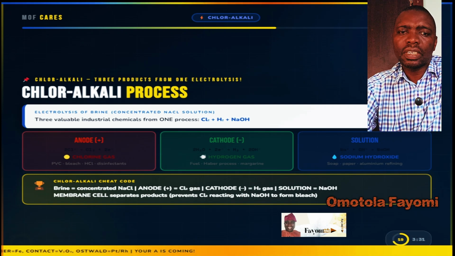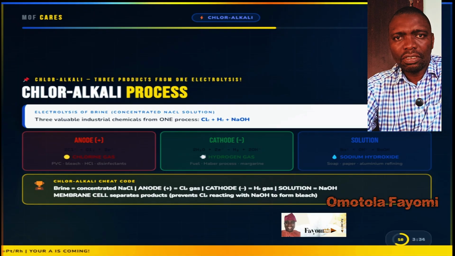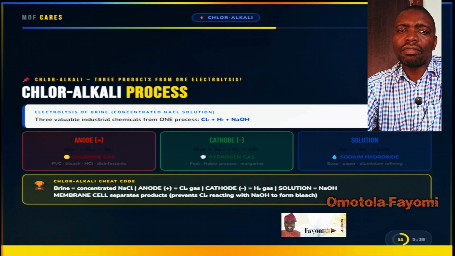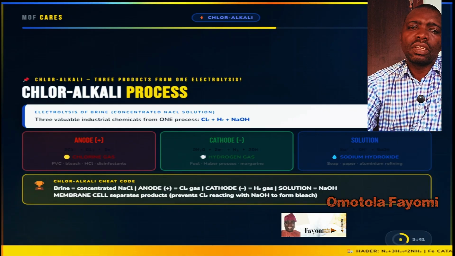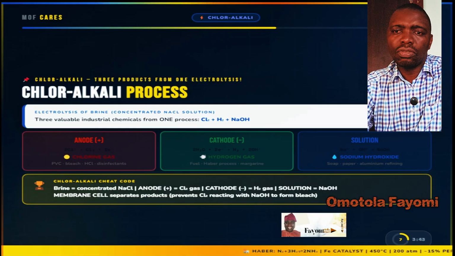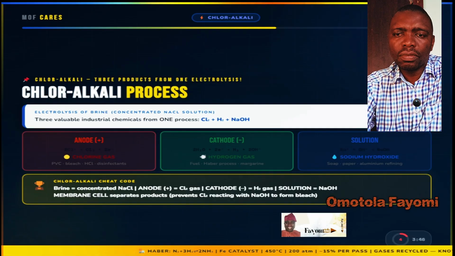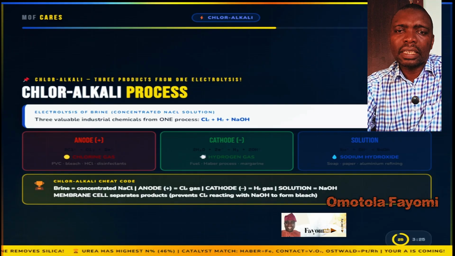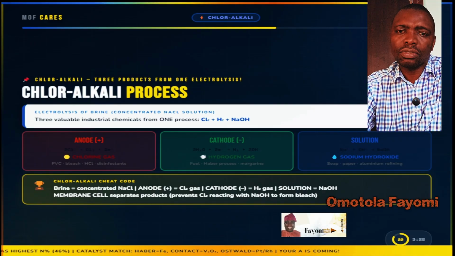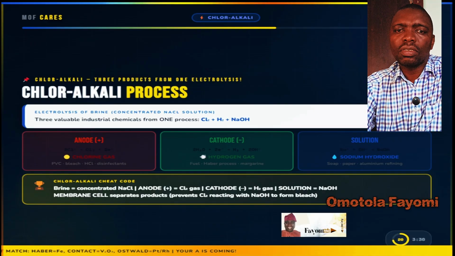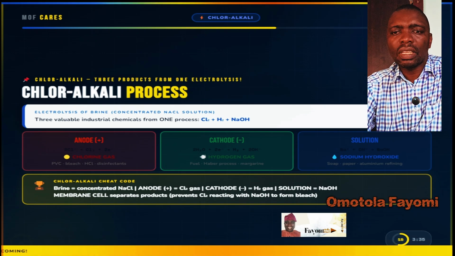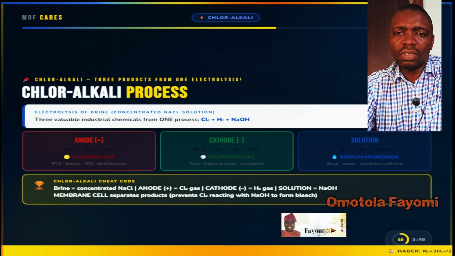Hydrogen is collected above the cathode, and hydrogen is used in fuel cells, as feedstock for the Haber process making ammonia, and for hydrogenating vegetable oils to make margarine. In the solution now, as chloride ions are removed at the anode and hydrogen ions are consumed at the cathode, the remaining Na+ and OH- ions combine to form sodium hydroxide, which is used in making soap and detergents, paper manufacturing, aluminum extraction, and cleaning agents.